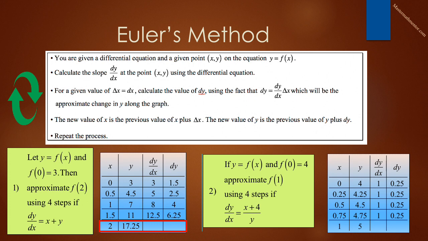Our dy/dx is (0.25 plus 4), which is 4.25, divided by 4.25. And we get 1 again, making dy 0.25 again. Our next value of y is therefore 4.25 plus 0.25, which is 4.5. So our new dy/dx is (0.5 plus 4) divided by 4.5, which is 1. And we're starting to establish a pattern here. Notice that all the dy/dx's are 1, all the dy's are 0.25, and therefore our final value for y will be at the point (1, 5).